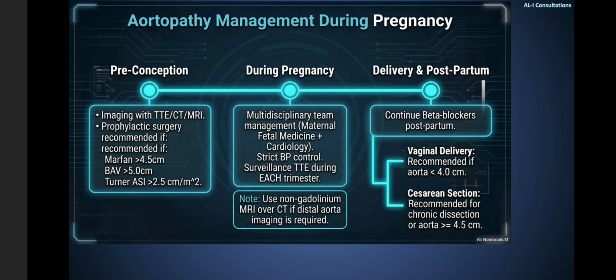During pregnancy, multidisciplinary team, maternal fetal medicine, cardiology, strict blood pressure control, surveillance transthoracic echocardiogram, and use non-gadolinium MRI over CT if distal aorta imaging is required. Continue beta blockers postpartum. If the aortic size is less than 4 centimeters, vaginal delivery is recommended. C-section recommended for chronic dissection or aorta more than 4.5 centimeters.